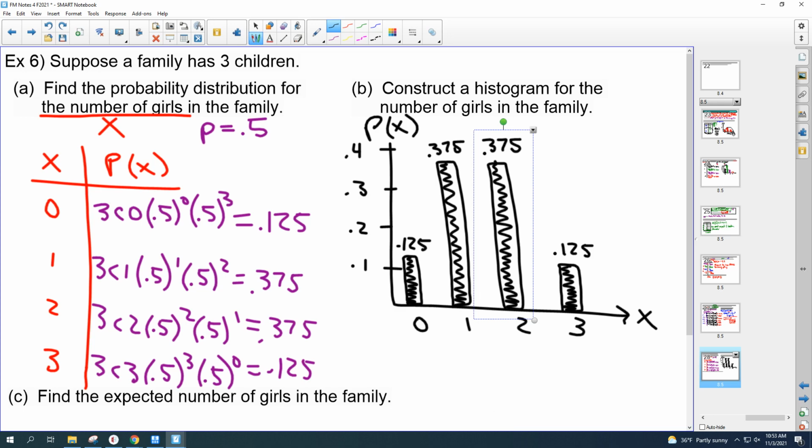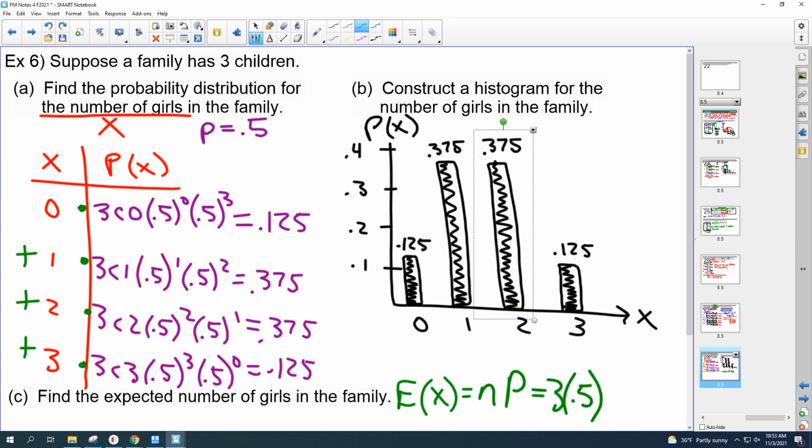Part C says find the expected number of girls in the family. So expected number, as always, we could take 0 times 0.125 plus x times p plus x times p plus x times p, and that'll get us there. Or, because this is a binomial problem, we can use the second formula, n times p. There are 3 children, probability is 0.5. 3 times 0.5 is 1.5. And that makes a lot of sense because that's exactly what we would expect. If you have 3 children, we would expect half of them to be girls, and that's the way it turns out.